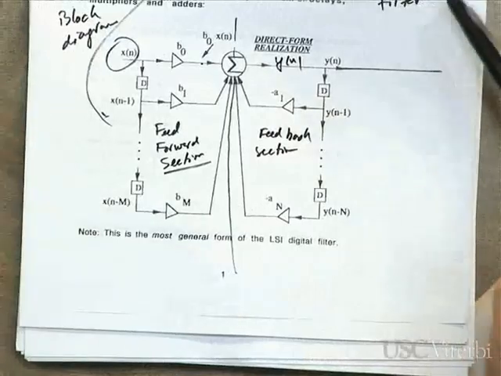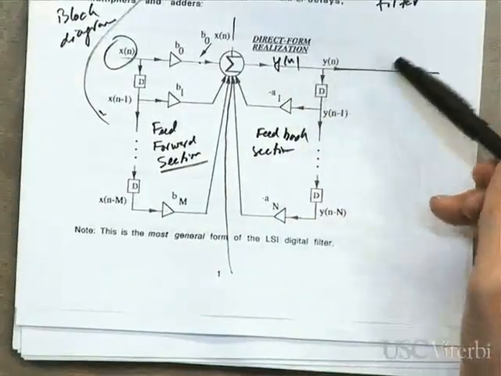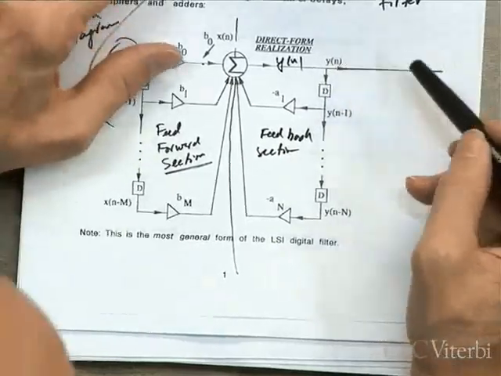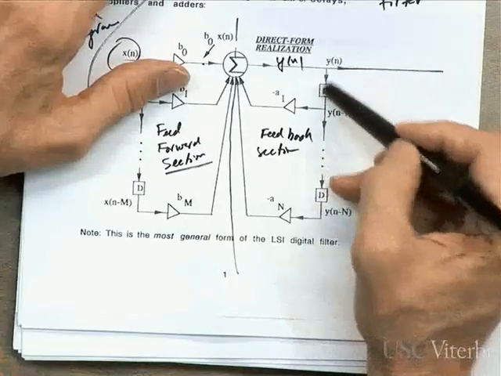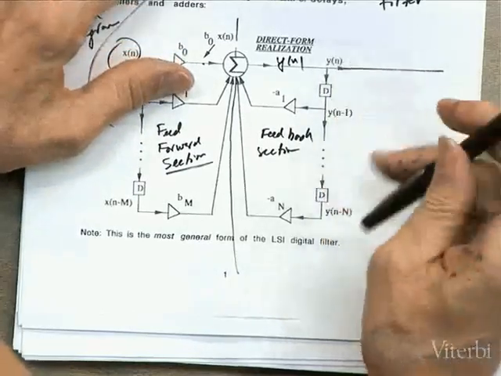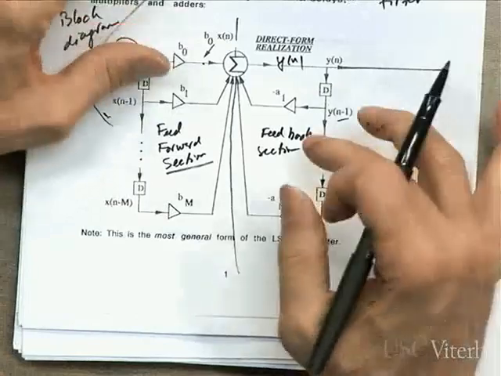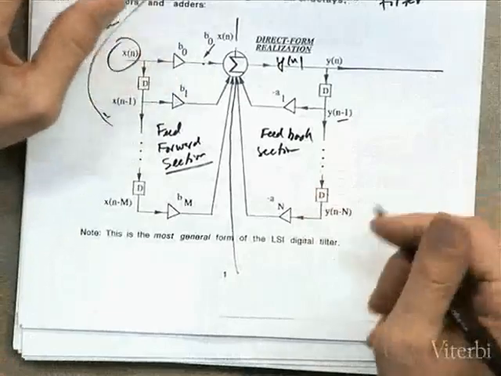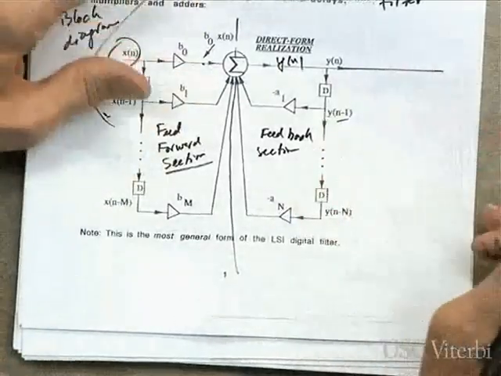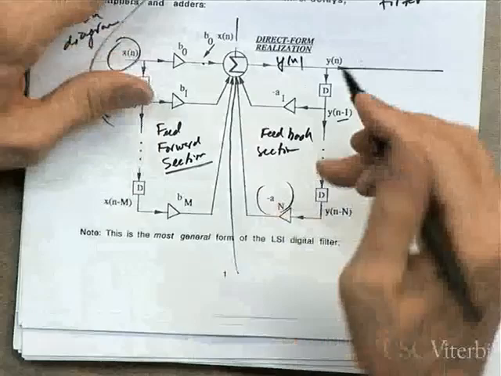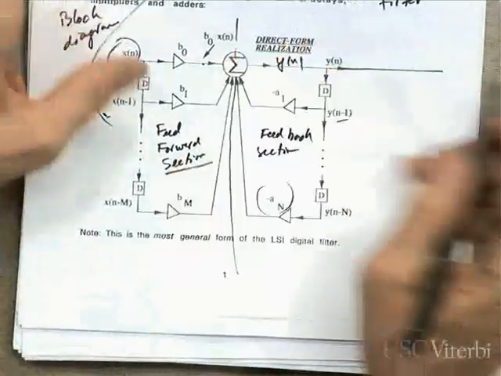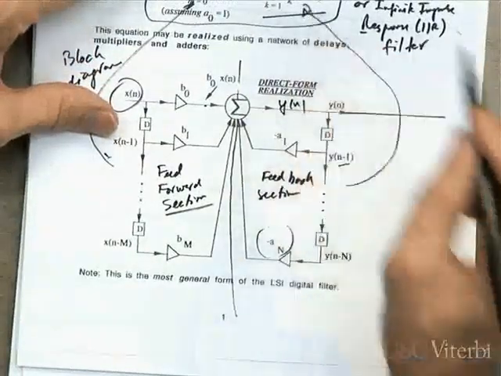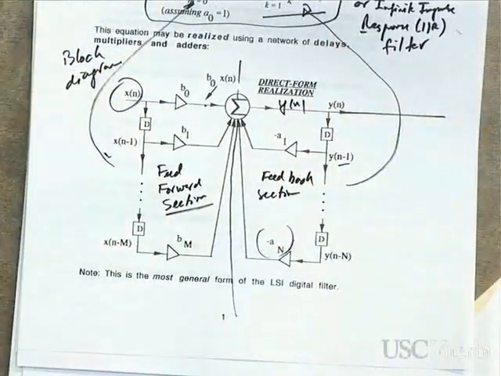But look what happens to it. Before it goes out, it gets fed back in, in the sense that this signal, the output y of n, gets delayed. So this is y of n minus 1, and that gets multiplied by minus a1. And so on the way down, y of n gets delayed capital N times and multiplied by its coefficient. Those sum into this filter, which produces the output. That section corresponds to this part of the difference equation.